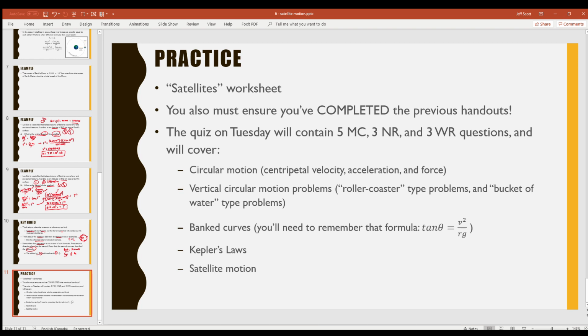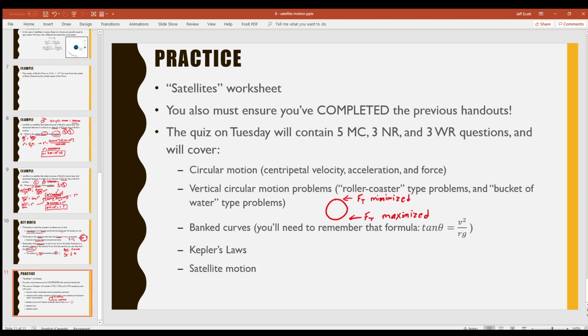Those are the roller coaster type problems and the bucket of water type problems, where basically you just had to remember that if something's being spun around in a circle, your tensional force, or your normal force if it's a roller coaster kind of question, I'll just say Ft, your tensional force, is going to actually be minimized at the top, and your force of tension is actually going to be maximized at the bottom, right?